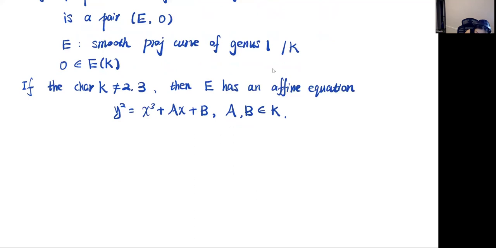Okay. Then, and moreover, the point O is the unique point placed at infinity, meaning that this is a smooth affine curve living in A2, and I can take its projective closure in P2, and so at infinity, there is a unique point in this closure that is not in this affine patch, and that point is exactly the point O that we know about. Such a defining equation is called the Weierstrass equation.